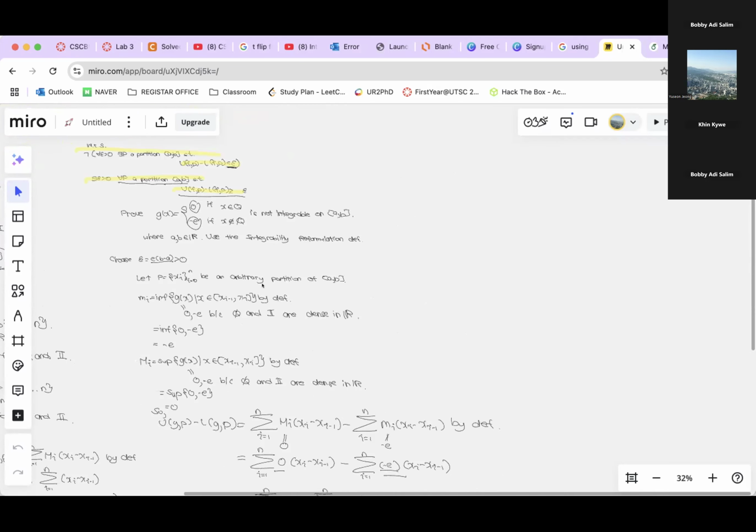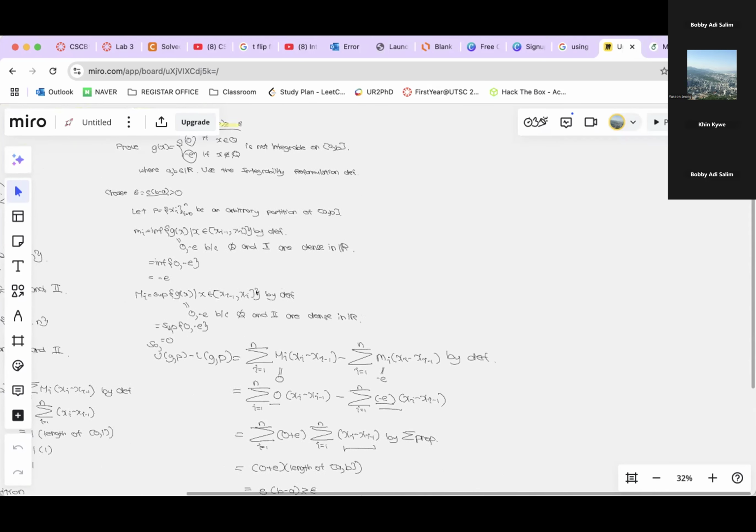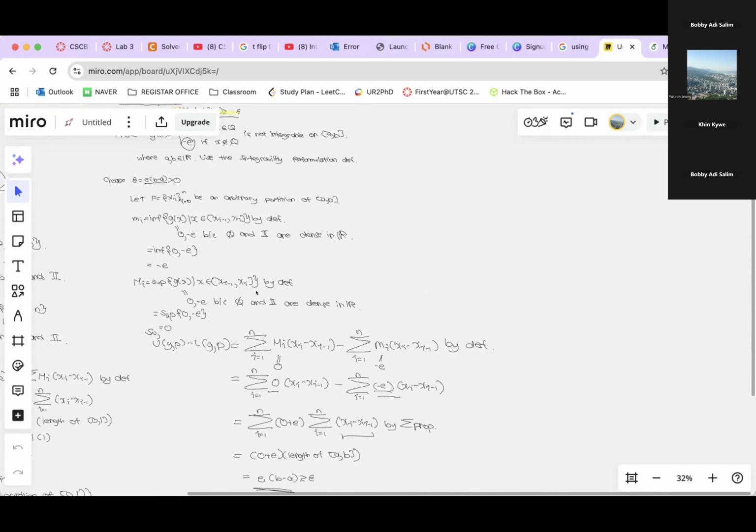Anyone have any questions regarding this proof? I think the integrability reformulation questions are really fixed in terms of the format. Any questions, anyone?